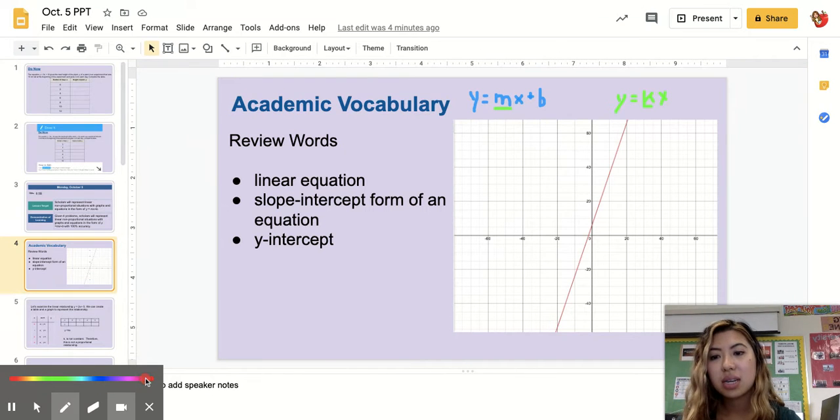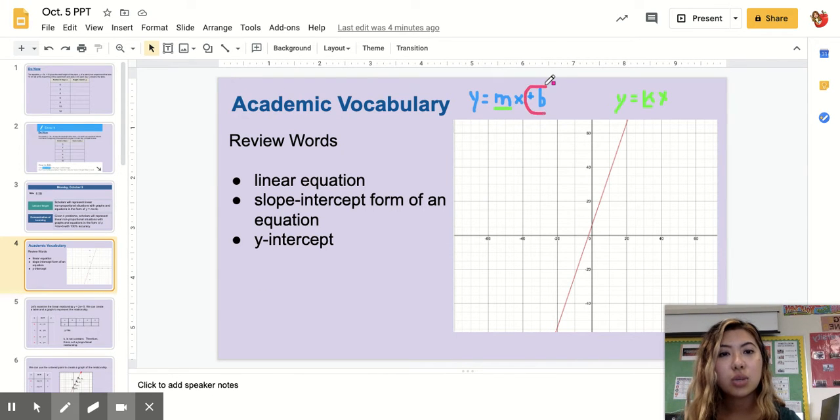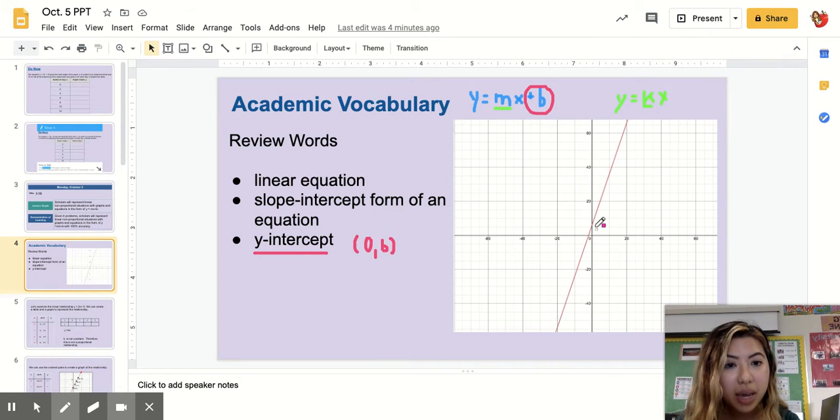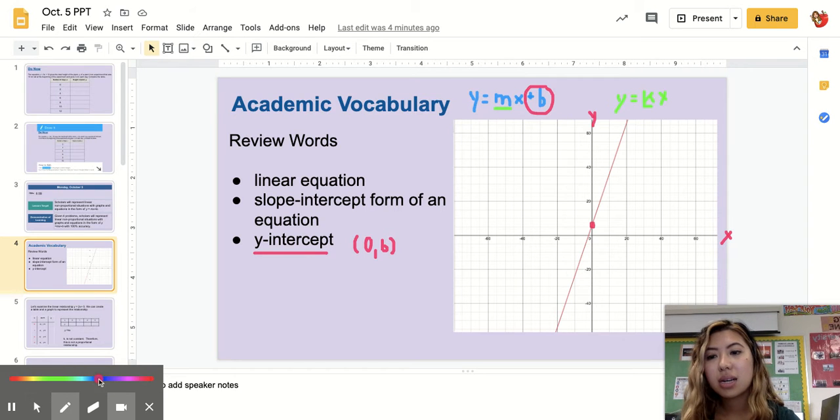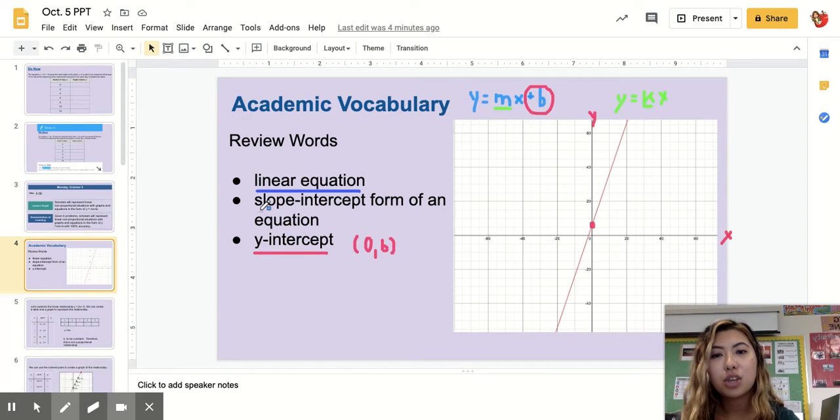The difference is there's a b. So in this case, it's plus b, but it could also be minus b, and b represents the y-intercept. So the y-intercept is (0, b), whatever b is. On this graph right here, the y-intercept is this point right here. It's where the line intercepts or cuts across the y-axis. And linear equation in slope-intercept form, in this case, refers to this new equation that we're working with, which is y is equal to mx plus b.